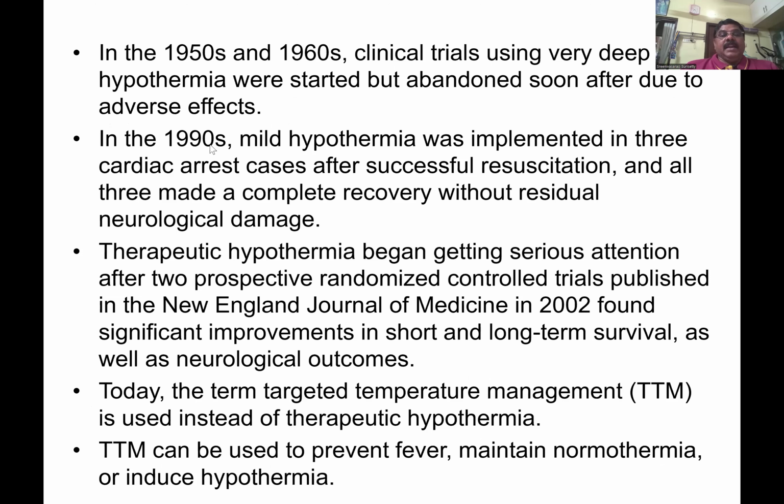In the 1990s, mild hypothermia was again implemented in 3 cardiac arrest cases after successful resuscitation, and all 3 made a complete recovery without any residual neurological damage. Then again, everybody thought of mild hypothermia. So therapeutic hypothermia began getting serious attention after 2 prospective randomized controlled trials were published in the New England Journal of Medicine in 2002 and found significant improvements in short and long-term survival as well as neurological outcome.